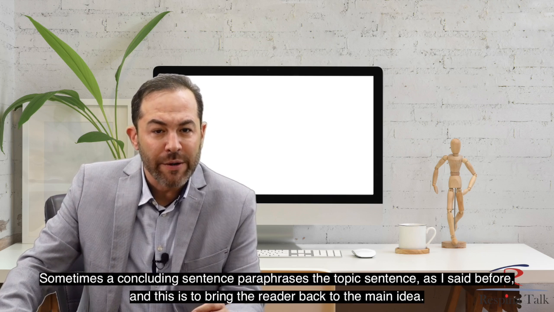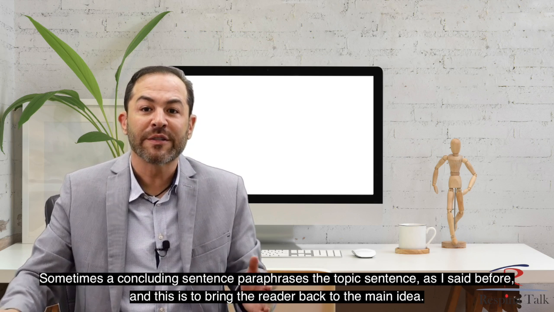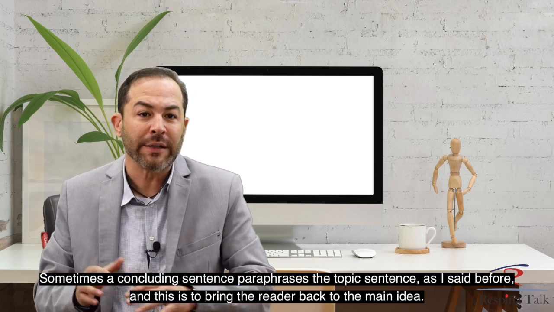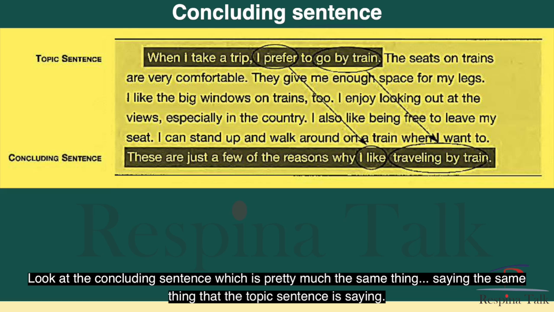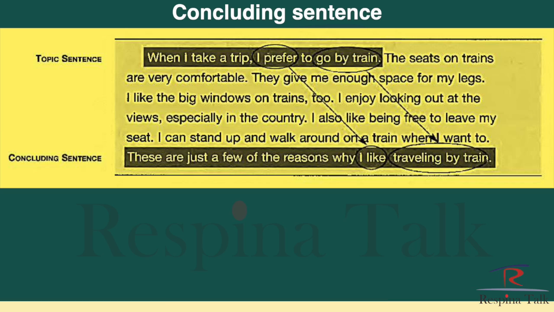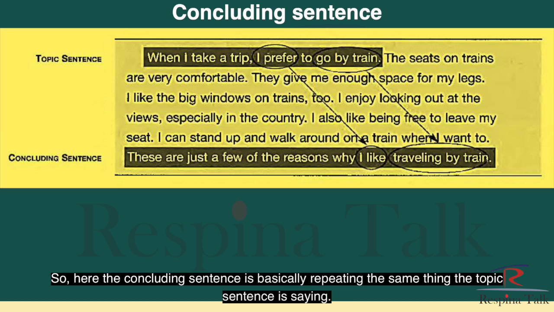Now, sometimes a concluding sentence paraphrases the topic sentence, as I said before, and this is to bring the reader back to the main idea. Now let's look at the topic sentence here. When I take a trip, I prefer to go by train. Now look at the concluding sentence. Pretty much the same thing, saying the same thing that the topic sentence is saying. The concluding sentence is, these are just a few of the reasons why I like traveling by train. So here, the concluding sentence is basically repeating the same thing the topic sentence is saying.